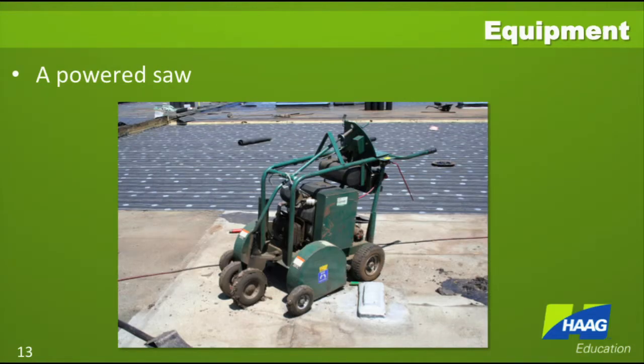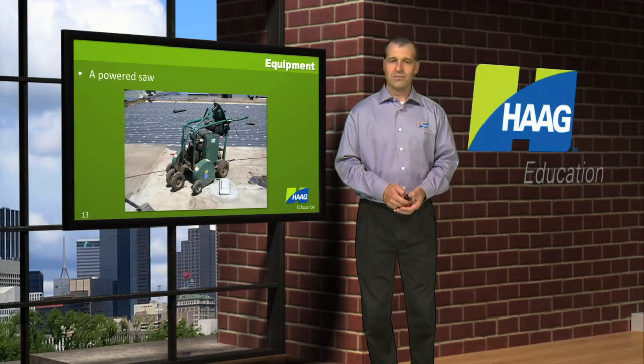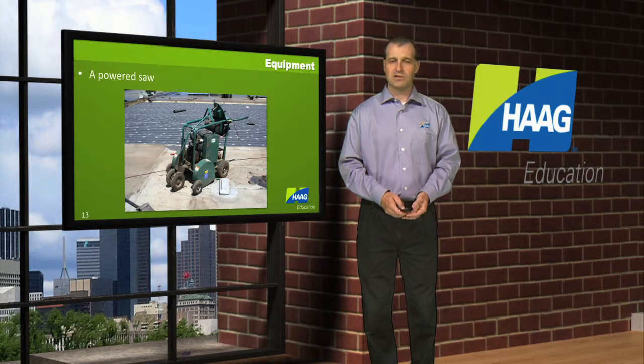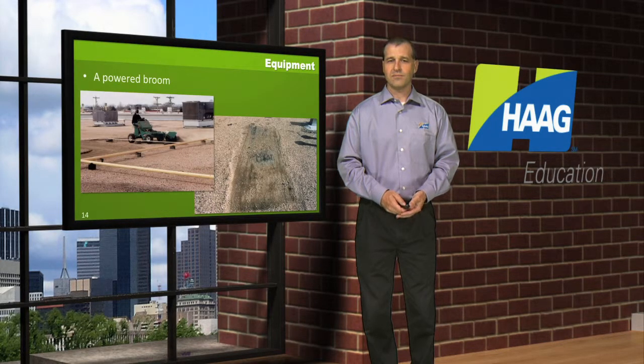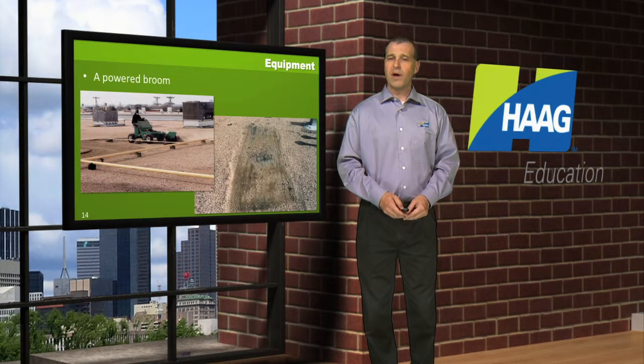If you're getting into large repairs or into the actual roof removal, the contractor will likely be using equipment like this power saw. That's going to cut through the roofing and then allow different chunks of the roofing to be removed and disposed of. If there's gravel in place, they will also be going over it with a powered broom to sweep away the loose gravel ballast.